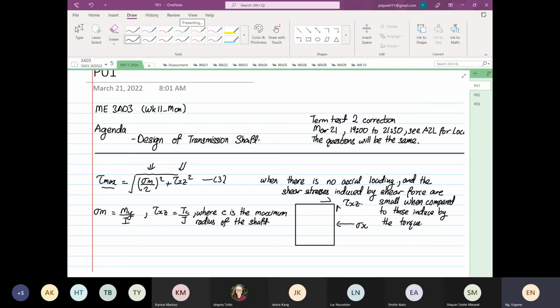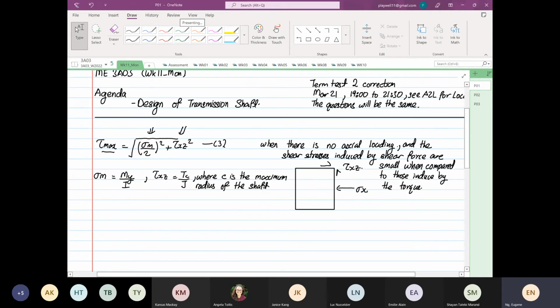So now we start putting everything into equation number 3. Therefore, tau max is equal to, so I'm going to put everything in now, the square root of (My over 2I) squared plus (Tc over J) squared.